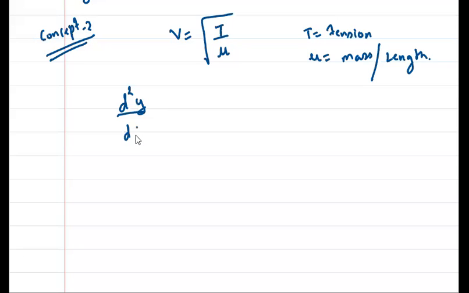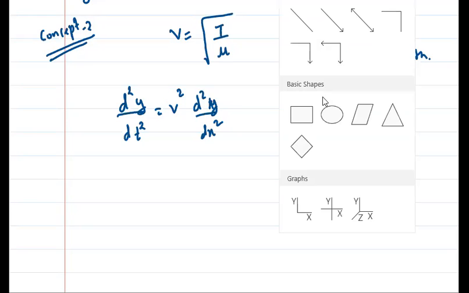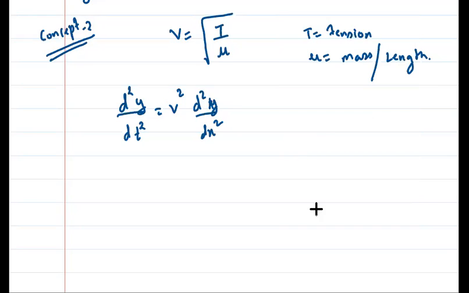d square y by dt square is equal to v square d square x by d square y by dx square. Yes or no? That is the condition of wave. Agree? Right? Now, let us take a pulse like this.